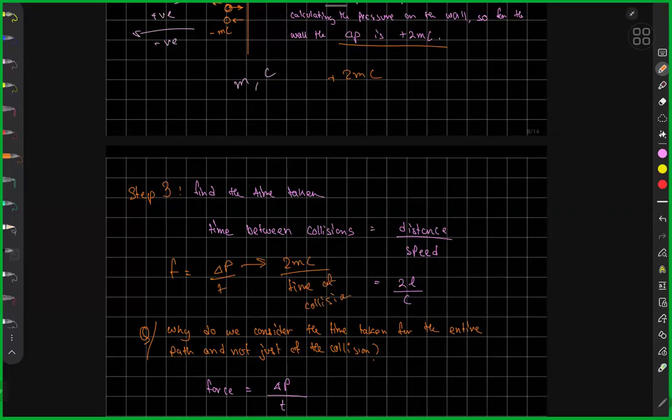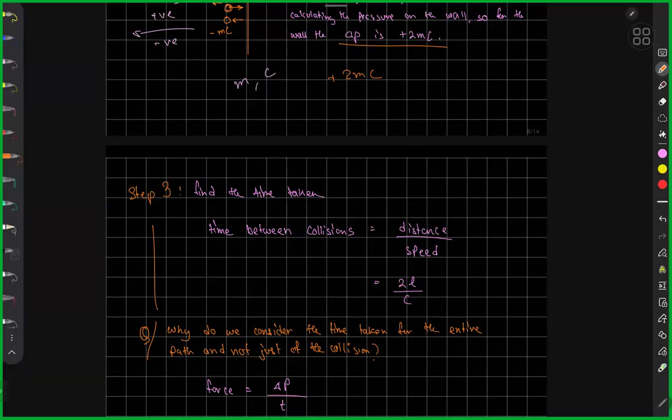Right? So we know the change in momentum, but I don't know the time of collision, or how long it takes for the particle to be in contact with the wall. So step 3, find the time of collision. But how on earth do I find that?